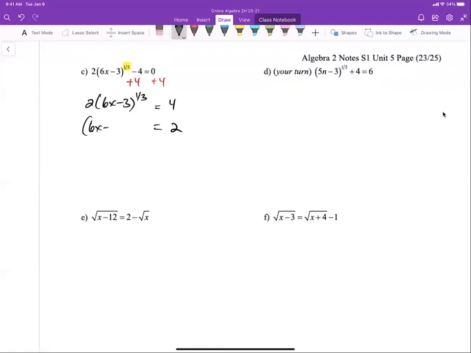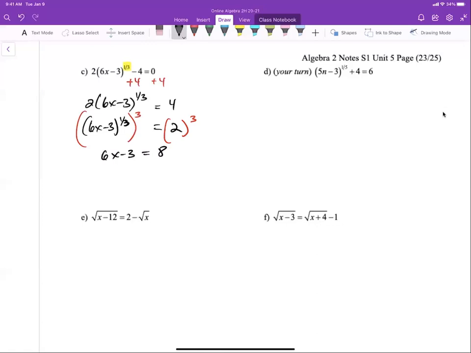I get 6x minus 3 to the 1/3, which is the same as the cubed root. I need to cube it. And if I cube one side of the equation, I must cube the other side of the equation. So if I take 1/3 to the 3rd power, we multiply and the 3's will cancel and I will get 6x minus 3 and 2 cubed is equal to 8.